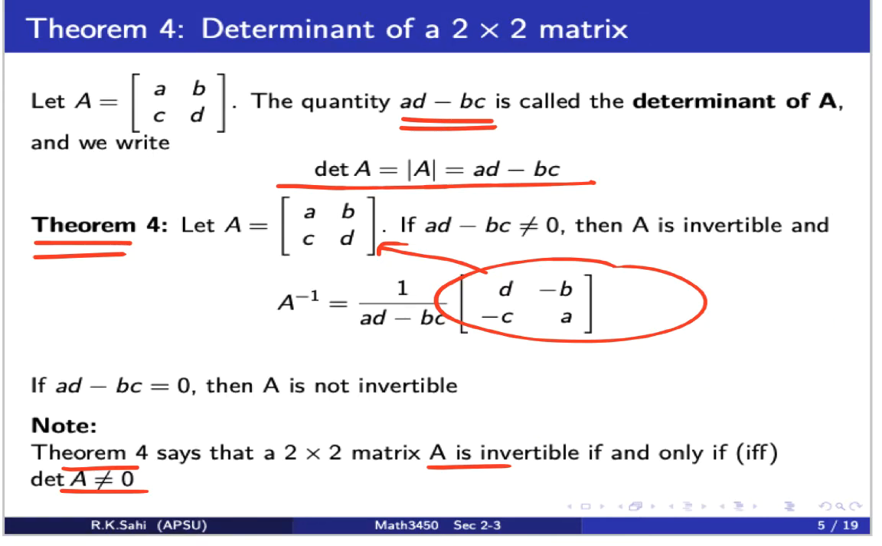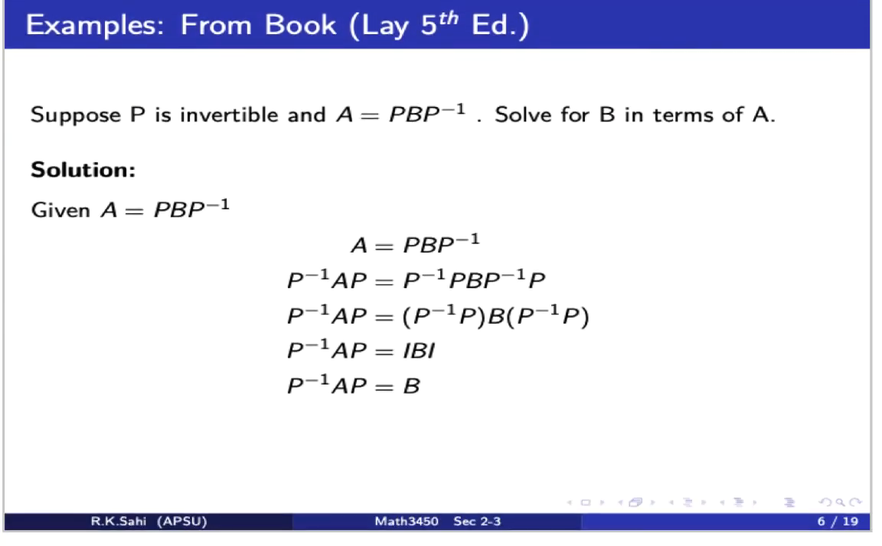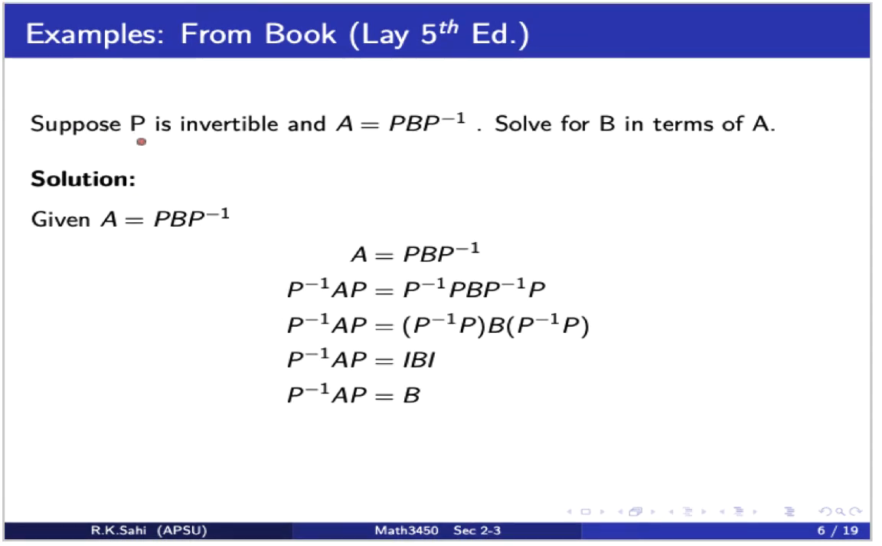Let's do some more examples from the book. We start with this problem which says, suppose P is invertible, and we are given an equation where a matrix A equals a matrix P times B times P inverse, and then we have to solve for B in terms of A. Notice this equation which is given to us, by default we're going to assume that this matrix product is possible, or it is always going to be true, let's say this way. Okay, let's solve for B now.